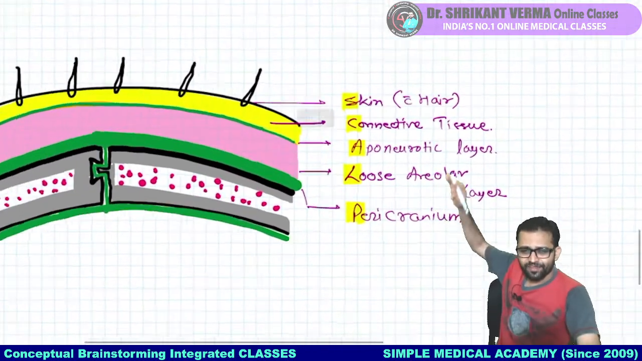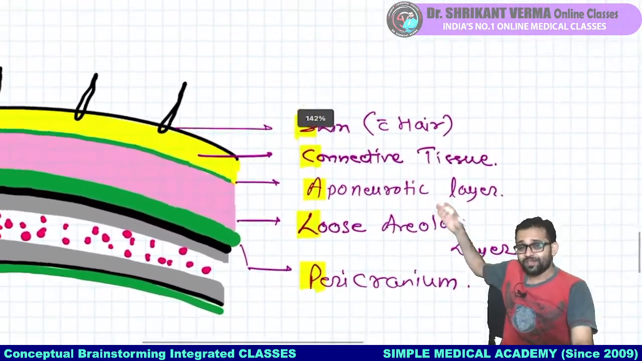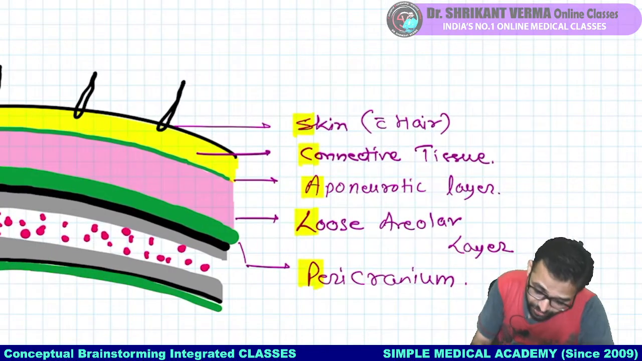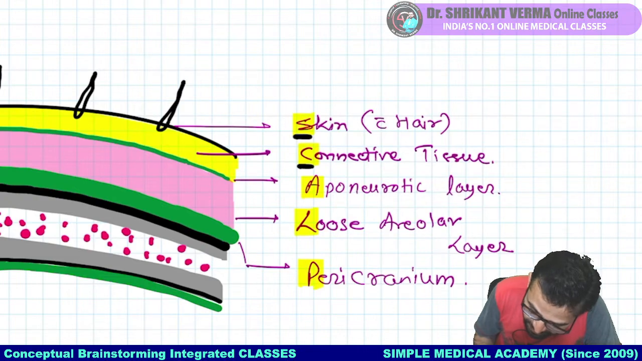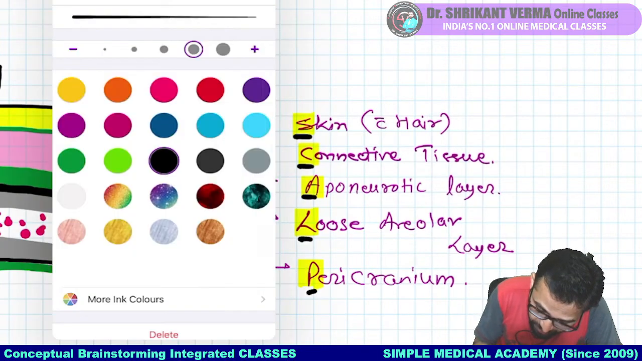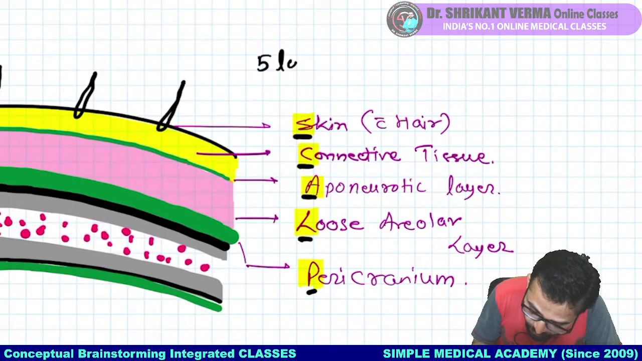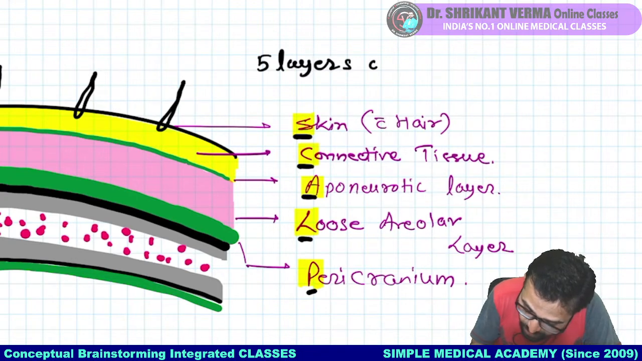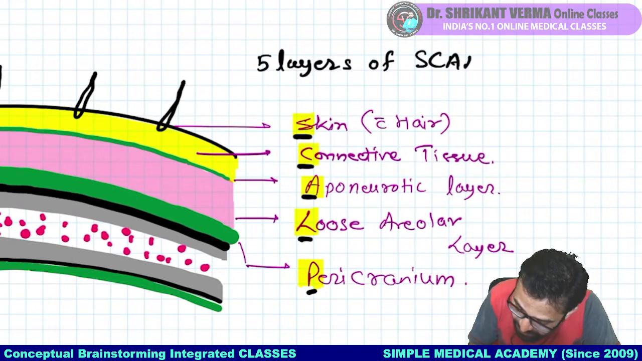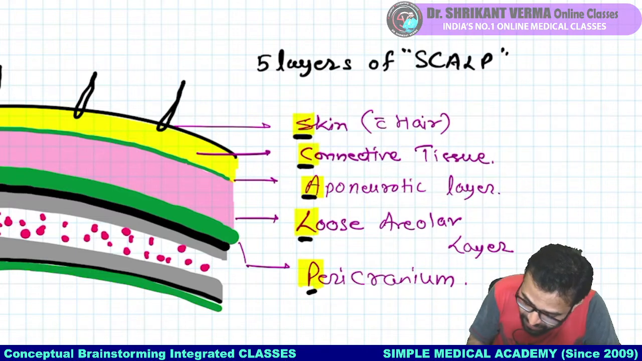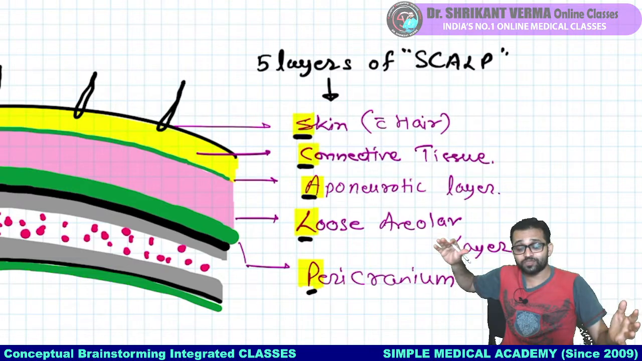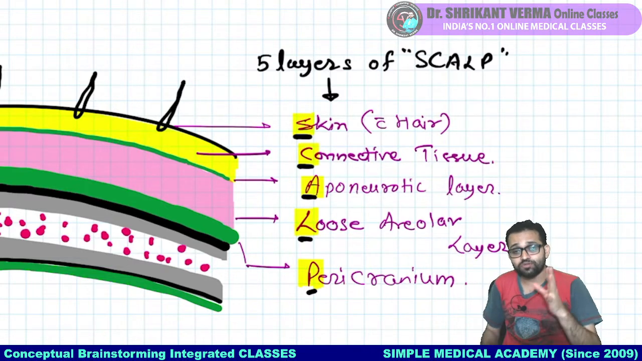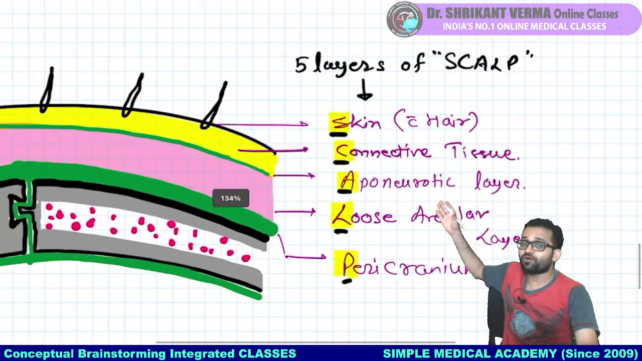Yes, see here the beauty of anatomy. Okay, what are the 5 layers of the scalp? Your trick is definitely SCALP. So these are our 5 layers of scalp, and it is not my trick. It is the mnemonic given in your textbook. Okay, so make the textbook your friend. Books are the best friend in our life. Okay, they are giving so much knowledge.